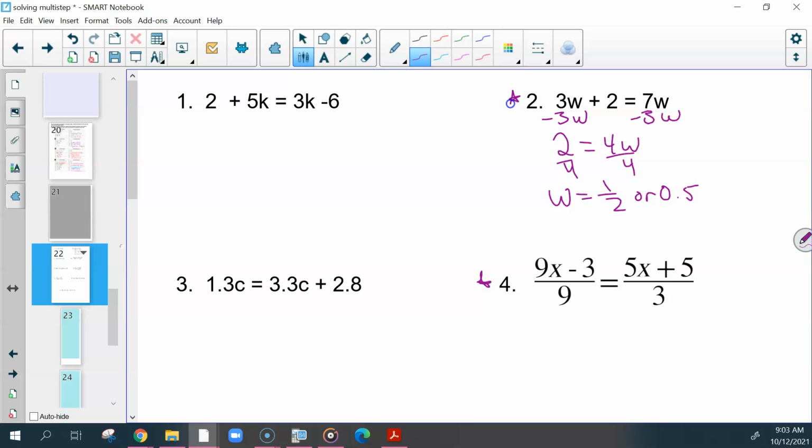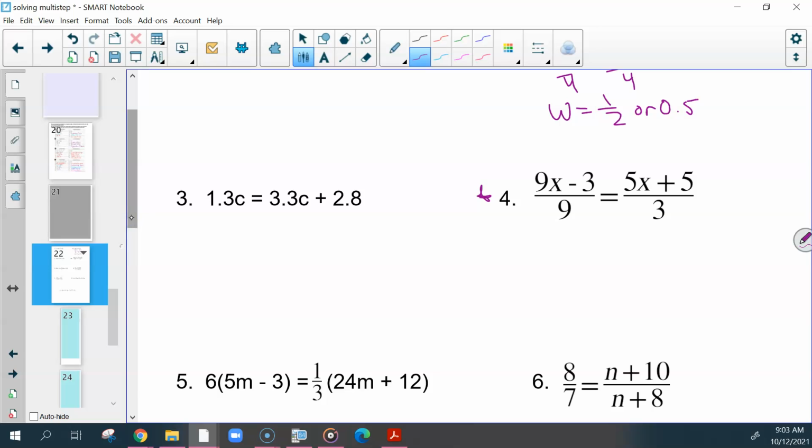For questions like number 4, anytime you have a fraction that equals another fraction, think about these as proportions or ratios. What we're going to do is take this denominator and multiply it to this numerator, and this denominator and multiply it to this numerator. So we're going to cross multiply. Those two words need to stay in your brain. Anytime we have a fraction that equals another fraction, we're going to cross multiply.